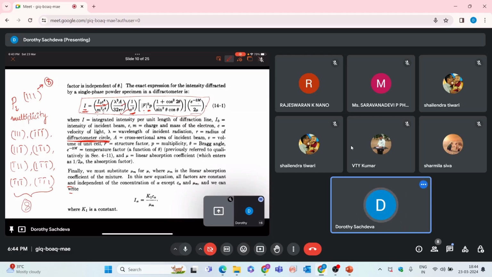Similarly, different families of planes have different multiplicity factors of their own. So this P is your multiplicity factor, and this theta is your Bragg angle. This e raised to the power minus 2M is your temperature factor, and this 1 by 2 mu, where mu is your linear absorption coefficient. So this is the whole equation to evaluate the intensity of a pure substance.